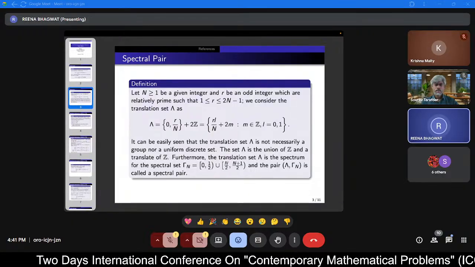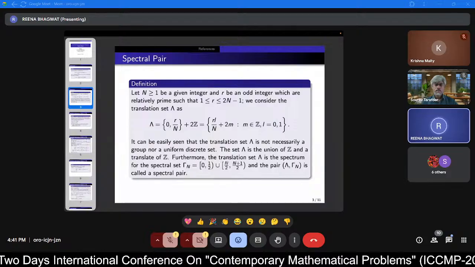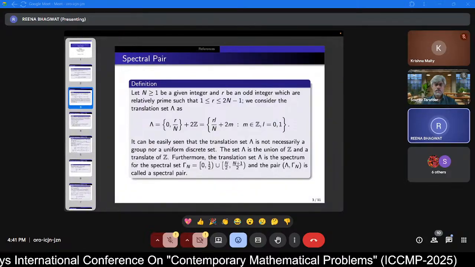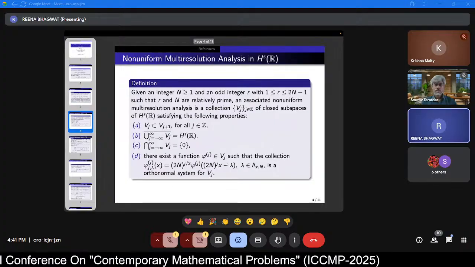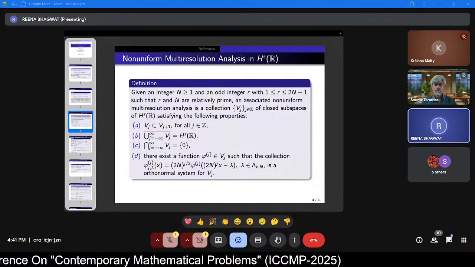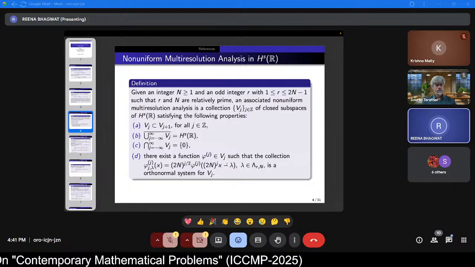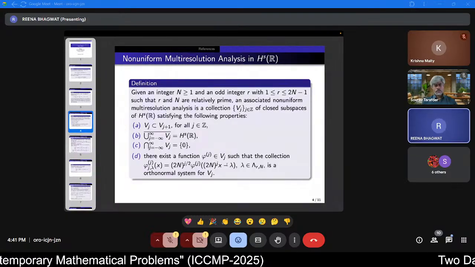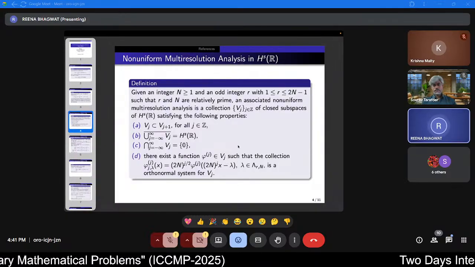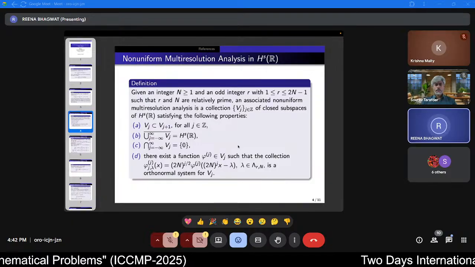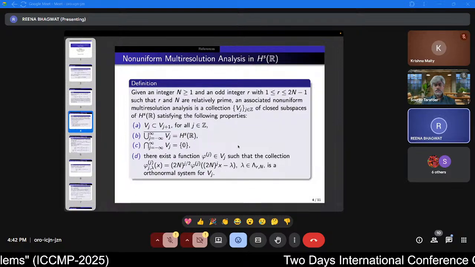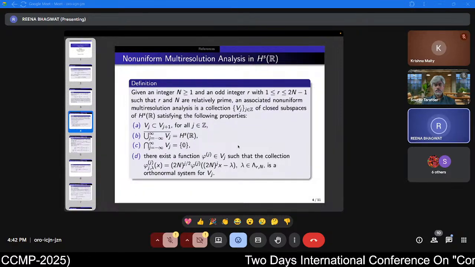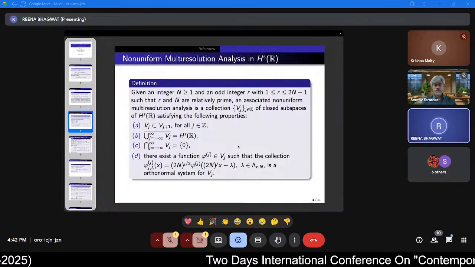So this is the spectrum for the spectral set, and this pair is known as the spectral pair. Now, the basic classical definition of MRA is already defined, but we have modified this classical basic definition of multi-resolution analysis for the Sobolev space.